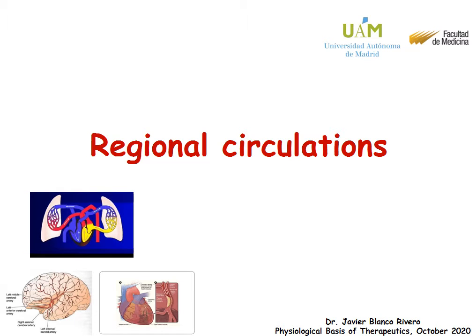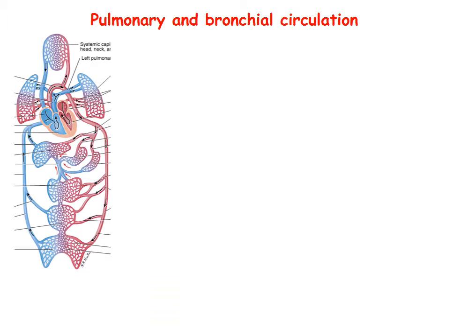Although there are several mechanisms that rule the regulation of blood pressure in the systemic circulation, there are some special vasculatures that are regulated in a different manner. These vasculatures are called special circulations. First, we are going to talk about the lung vasculature.